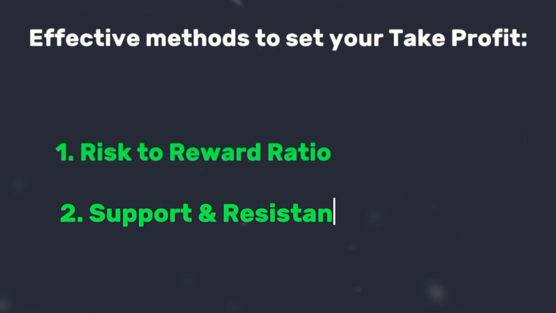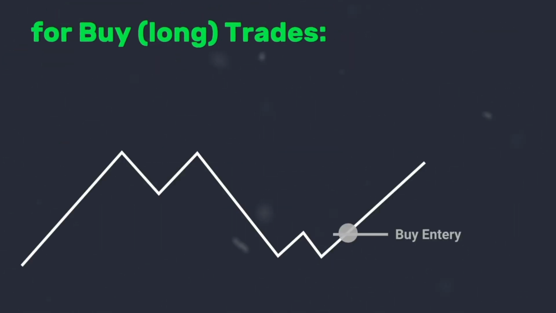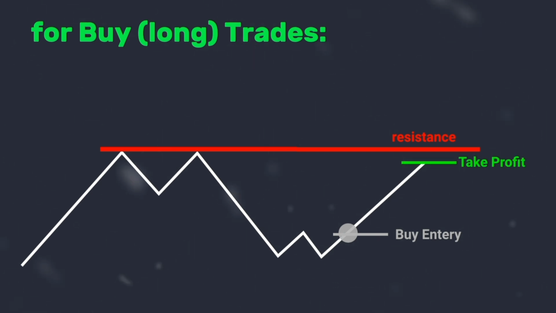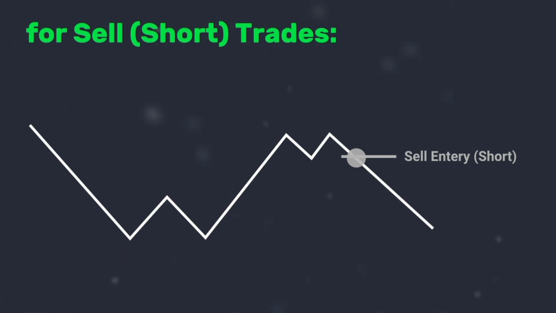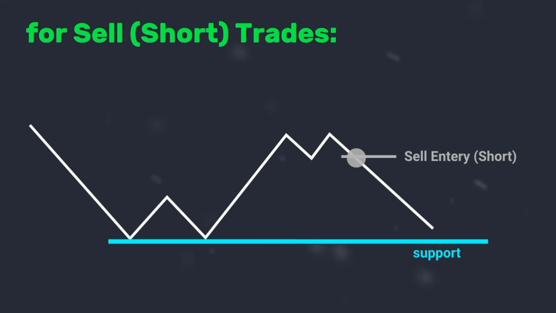2. Support and resistance levels. For buy, long, trades, look for the next resistance level above your entry. Set your take profit a little bit below that resistance zone. This way, you can exit the trade before the price potentially reverses down from that level. For sell, short, trades, look for the next support level below your entry. Set your take profit slightly above that support zone. This helps you lock in profits before price possibly bounces back up from that area.